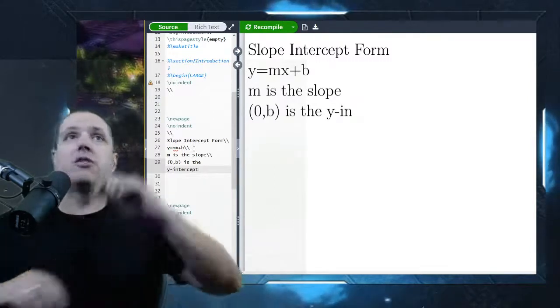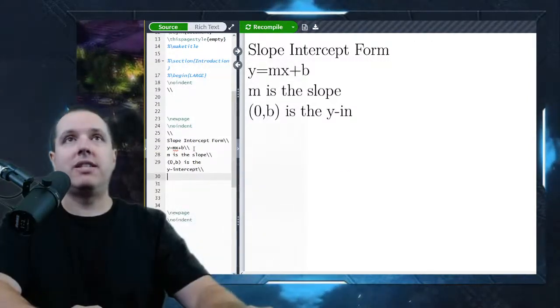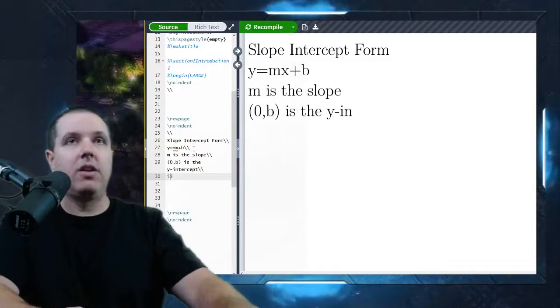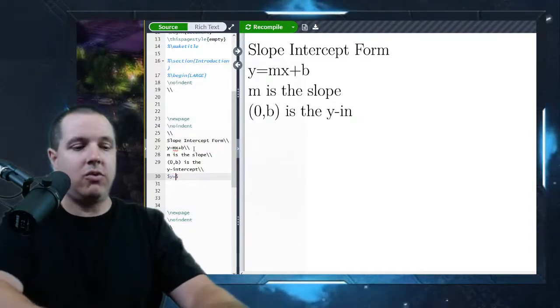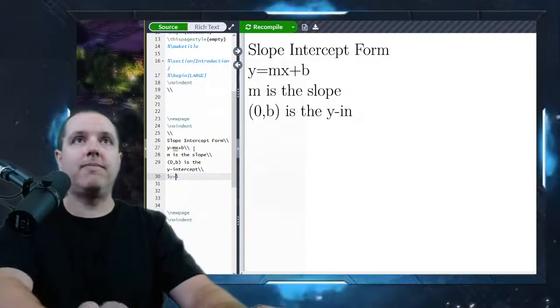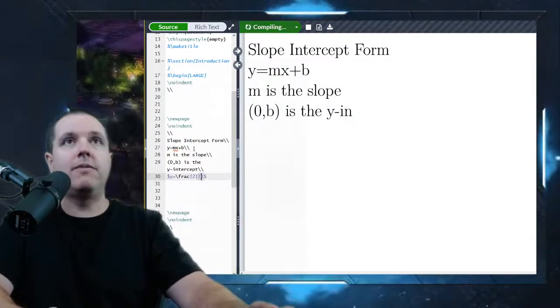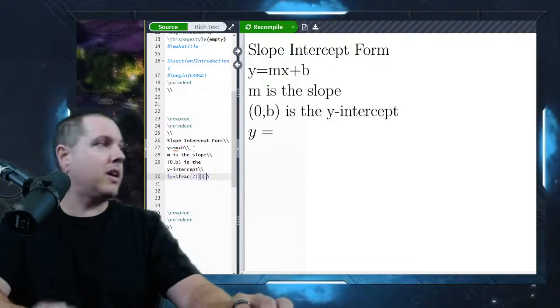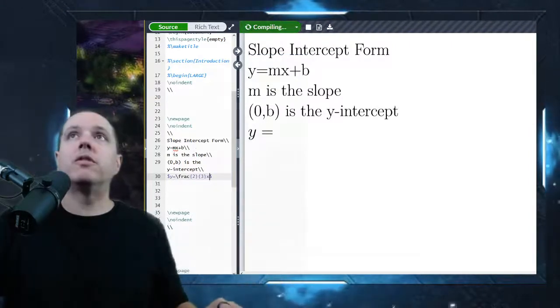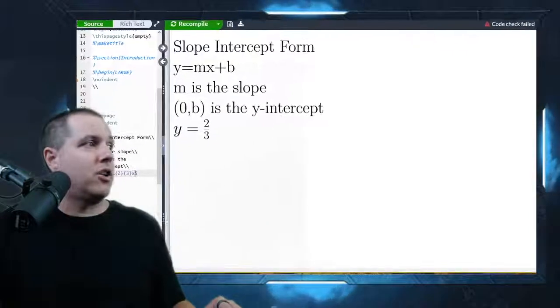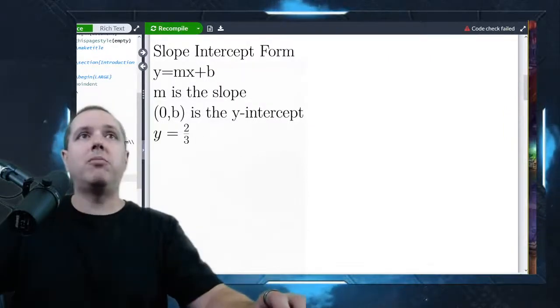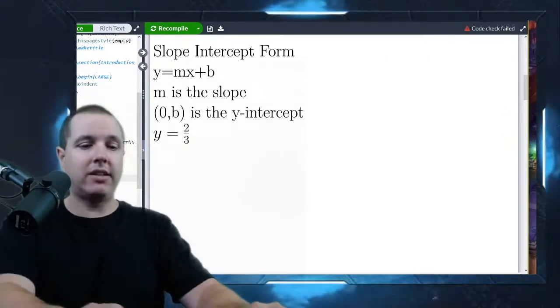Of course. So, for example, let's say I've got the equation y equals 2/3 x minus 3. Oops, I thought I was in another piece of software for a second. Why don't I move this over? You don't need to see the code. You just need to see the output.